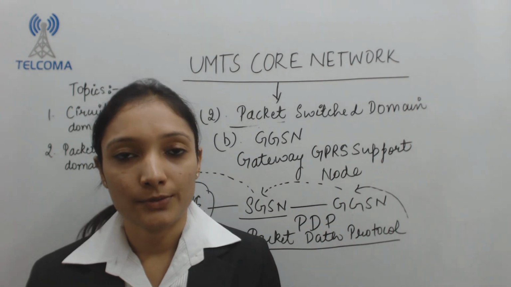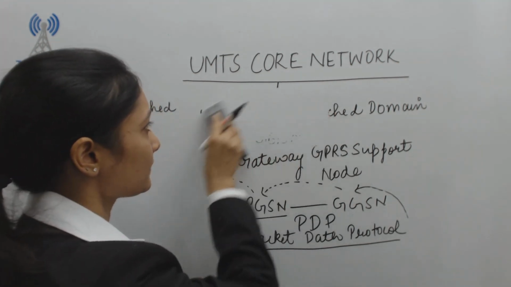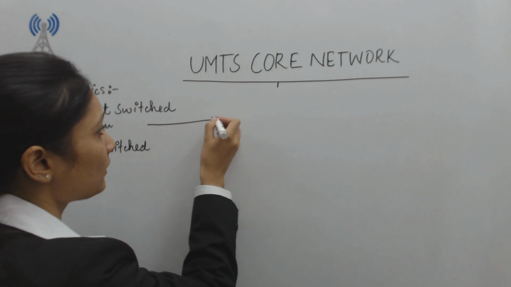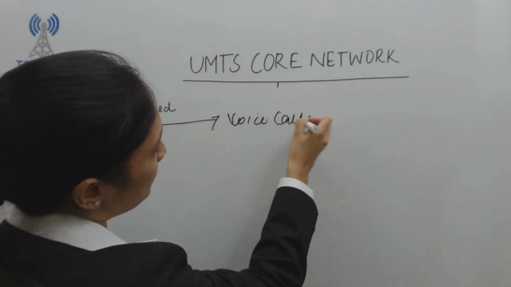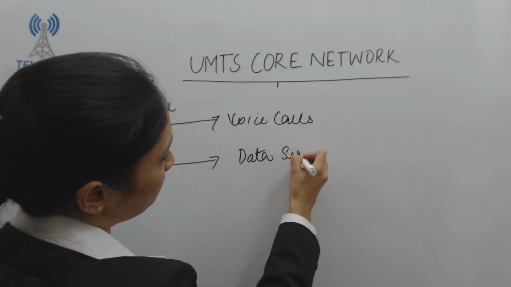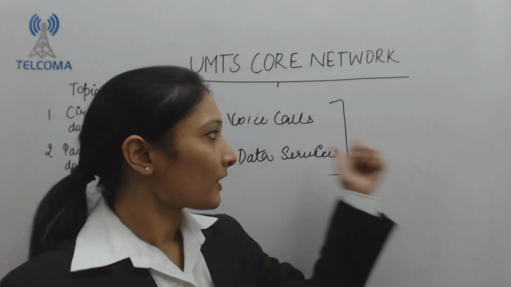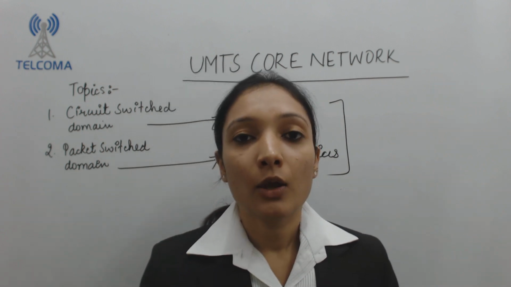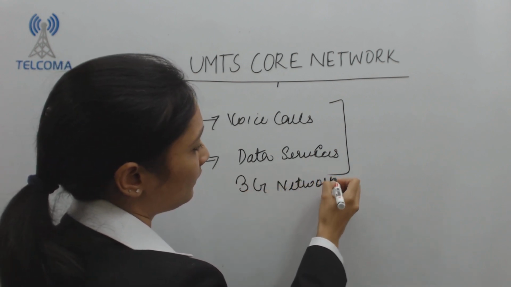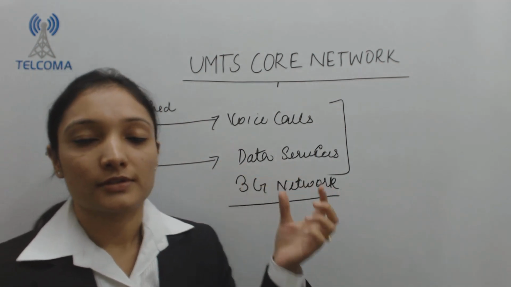So today we have studied the core network of UMTS. We studied the circuit switch domain and the packet switch domain. Our circuit switch domain is responsible for voice calls, and this packet switch domain is responsible for your data services. We studied the different radio equipments which are used for these purposes. So when these radio equipments are configured properly, we get a fully working 3G network which is providing us good calling services and good data services.